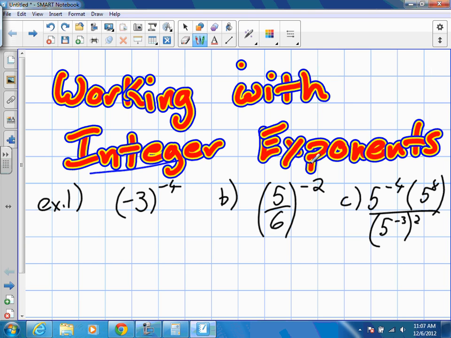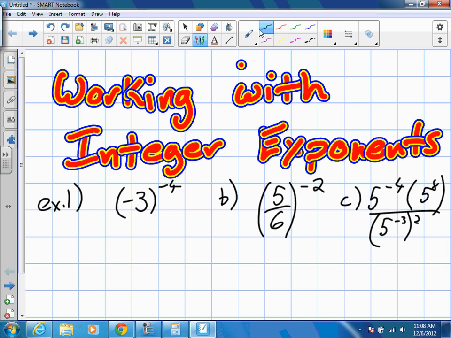Going to be working with integer exponents. So previously, we'd worked with exponents that had positive values. Okay, that was our last lesson. Today we're going to roll with these exponents that have negative values. Now, negative value exponents can be turned positive.